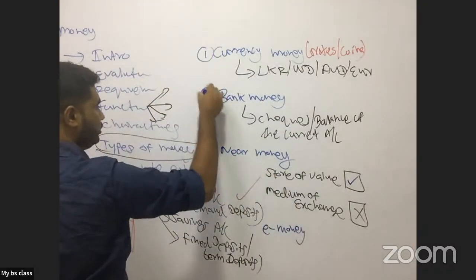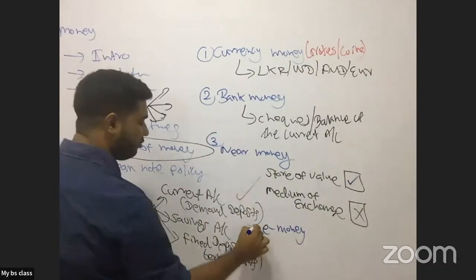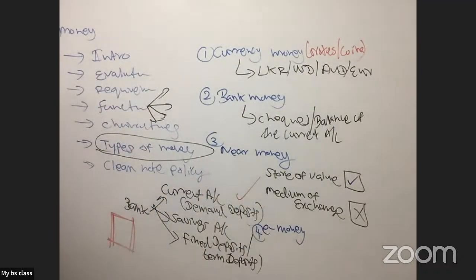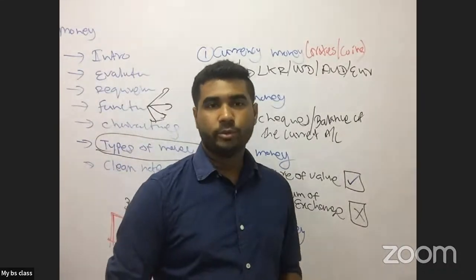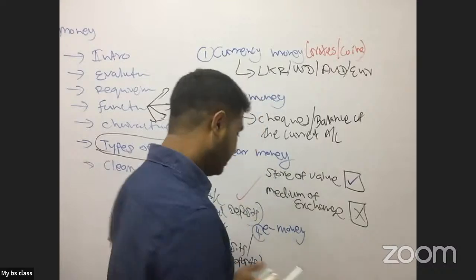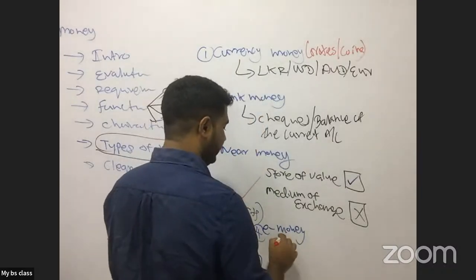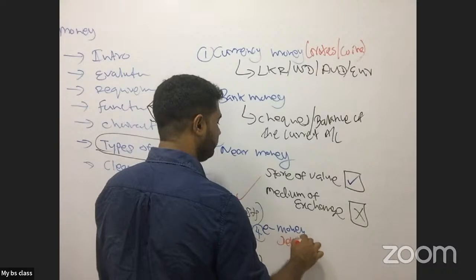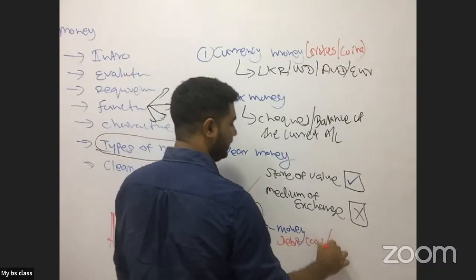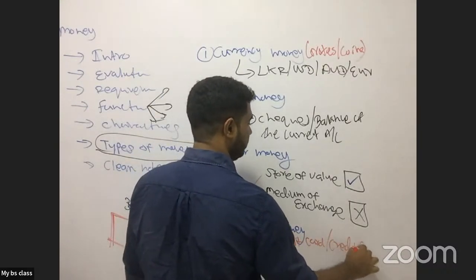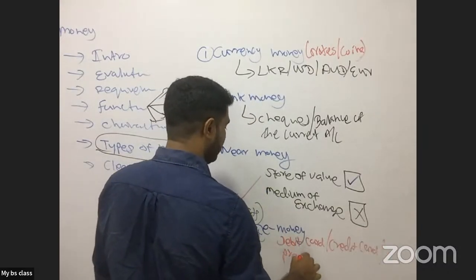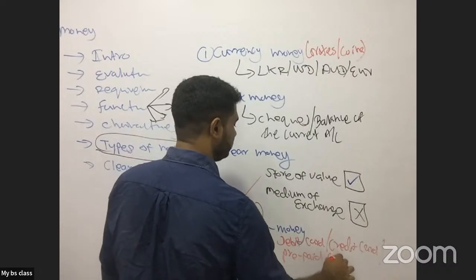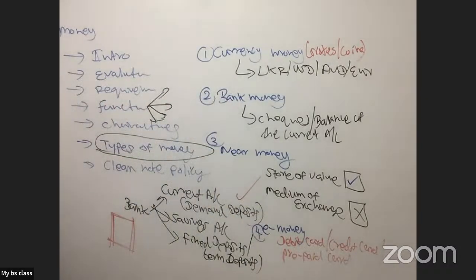So 1, 2, 3, and 4 somewhere here. Electronic money. So electronic money is something where you, as you know, right? So this is all about debit cards, credit cards, and even prepaid cards come under this one, right? Debit cards, credit cards, and prepaid cards.